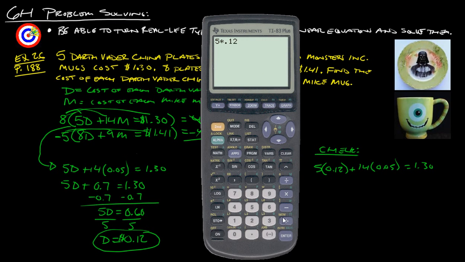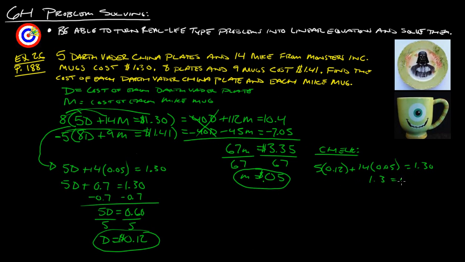5 times 0.12 plus 14 times 0.05, and look at that, we get 1.3 equals 1.3. So that one's good. And then let's double check the second one, and that is 8.